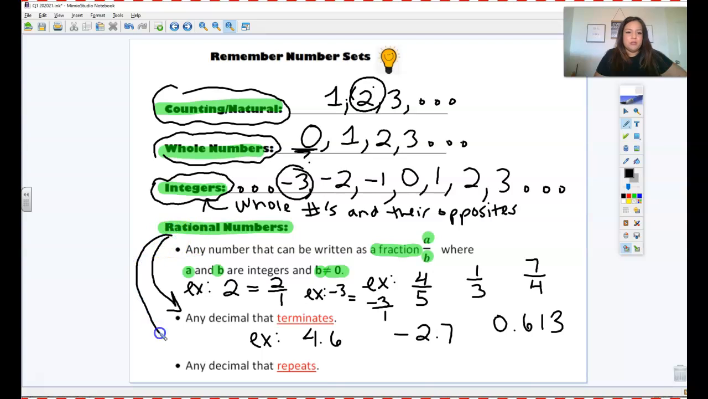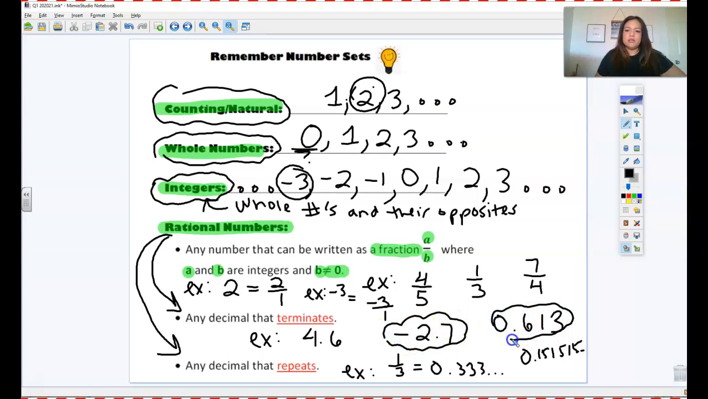But the rational numbers also include the ones that repeat. For example, when you do 1/3, that's 0.333 repeating. Well, that's still a rational number. If it repeats, it's still rational, okay? Sometimes you have something like 1.151515, and this is repeating. That's still an example of a rational number. So these are numbers that get to be called rational, but they just don't get to be called any of these other ones over here.